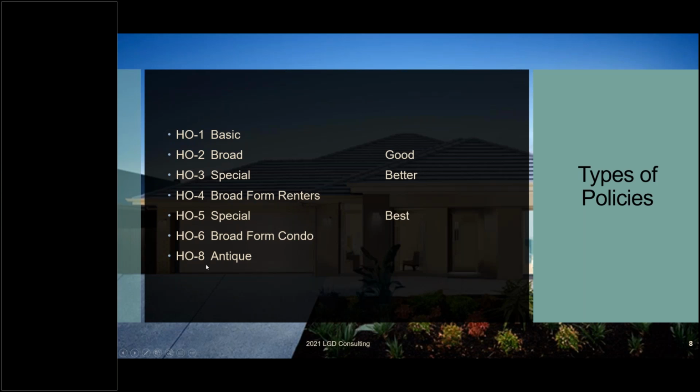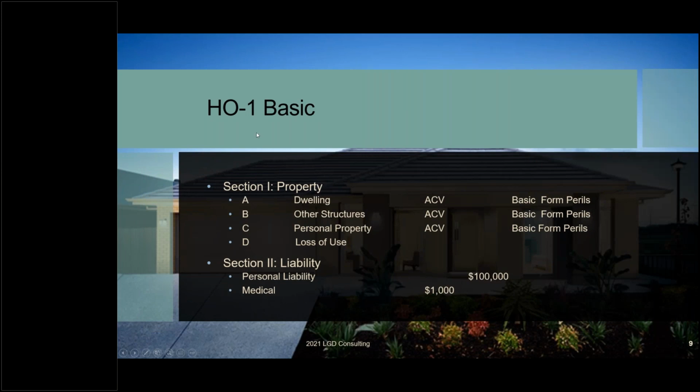And now HO8 is for antique homes. It's actually a modified HO1. It's a basic form, actual cash value policy for antique homes. If an antique home burns down, we can rebuild it to look just like it did before that fire, but it's not an antique anymore. So this is an actual cash value policy for those older homes that you cannot replace. Okay, so let's go into it.